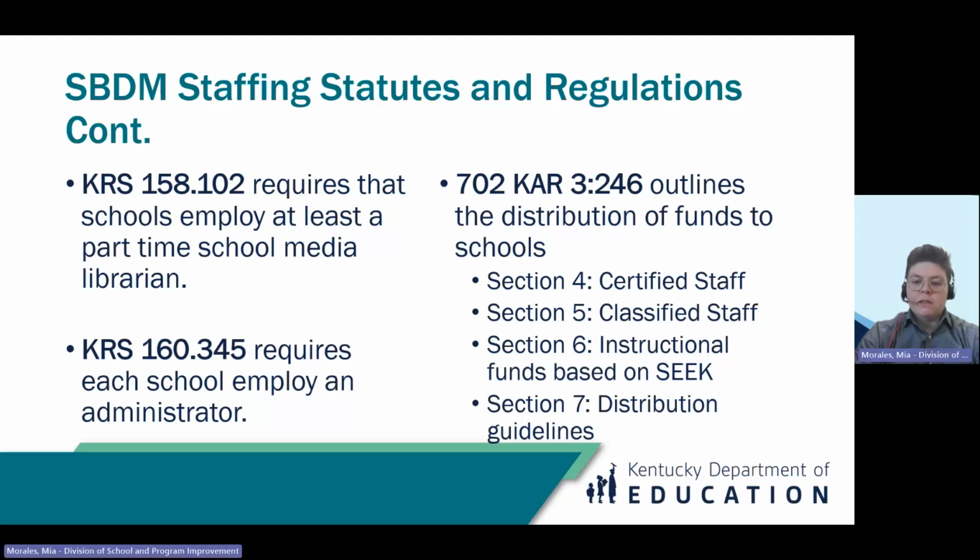Each section of 702 KAR 3:246 outlines allocations for different school needs. Section 4 outlines the allocation for certified staff. Section 5 outlines the allocation for classified staff. Section 6 outlines the allocation for instructional materials. And Section 7 outlines the distribution of the balance between the amount from Sections 4, 5, and 6.